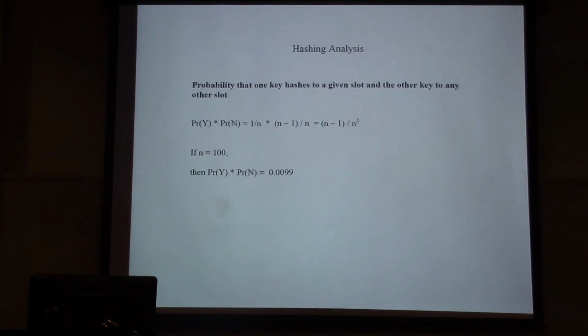Okay. Now here, what's the probability that one hashes to a given slot, but the second one goes to any other slot? That means one goes into the slot, the other one goes anyplace but there. Well, that's going to be 1 over n, that's the yes, times the probability of no. So first one goes, second one doesn't go, and with n at 100, it's the probability of y times the probability of no. That's going to be 0.0099, so 99 hundredths of 1%.